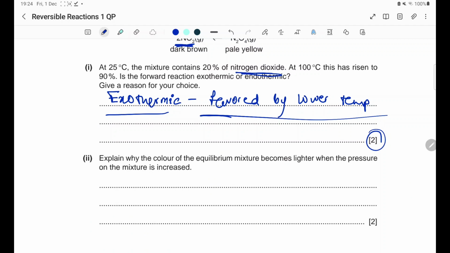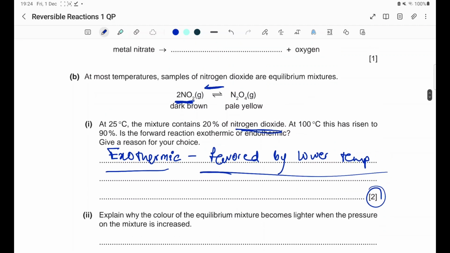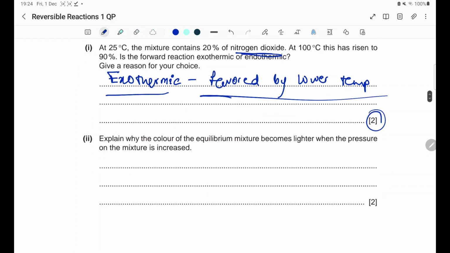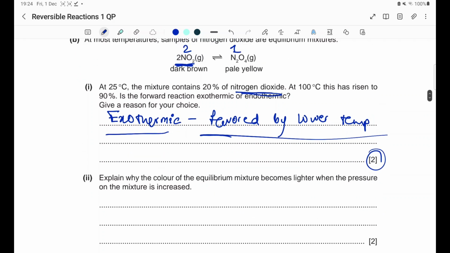Explain why the color of the equilibrium mixture becomes lighter when the pressure on the mixture is increased. So again, with pressure, you're going to calculate your moles. There's 2 on the reactant side, 1 on the product side. And what is happening? We are increasing the pressure, which means that our equilibrium will shift to the right.